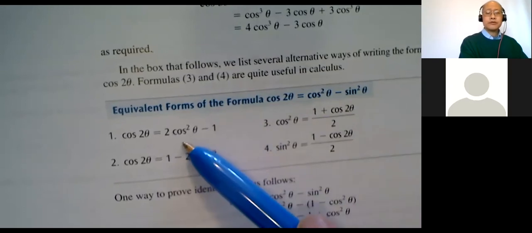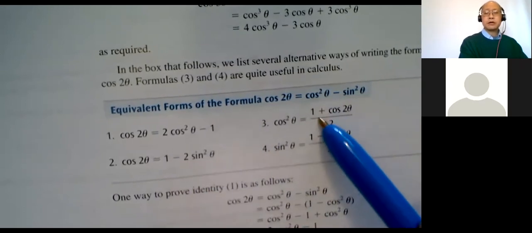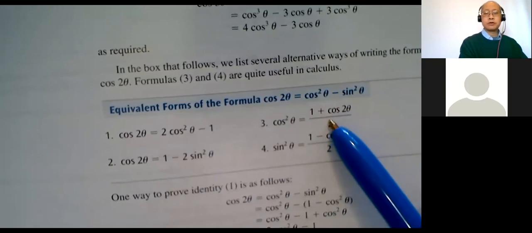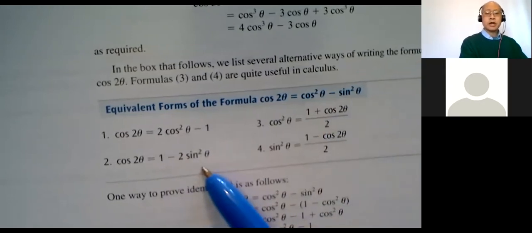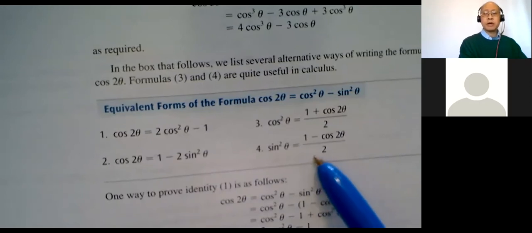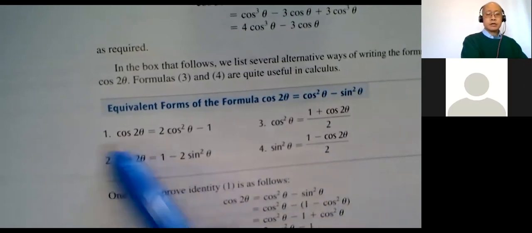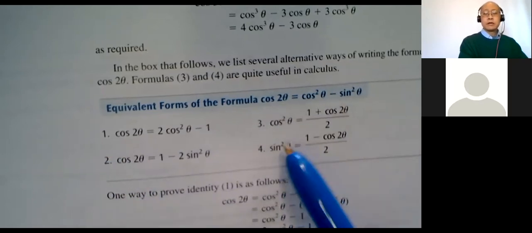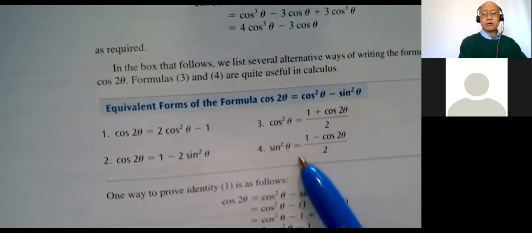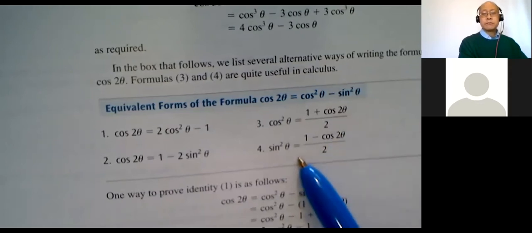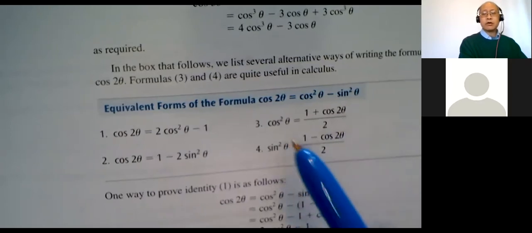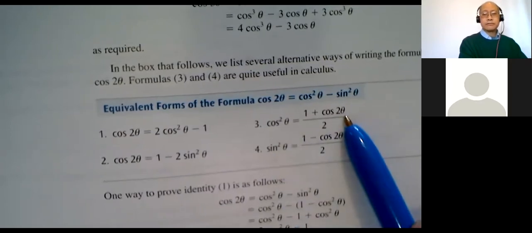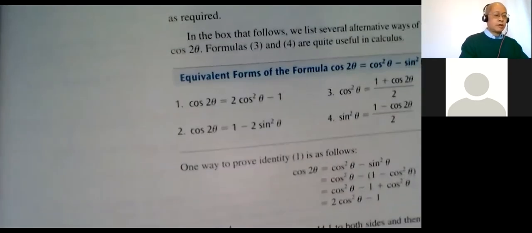You can solve this for cosine squared theta. It looks like that: cosine squared theta equals 1 plus cosine 2 theta over 2. You can solve this for sine squared theta. It will look like this: 1 minus cosine 2 theta over 2. So here are 4 more formulas. These are sometimes called double angle or half angle formulas, where this angle is twice that, or you can say this angle is half of that. So equivalent forms of 3 and 4 show up over here.